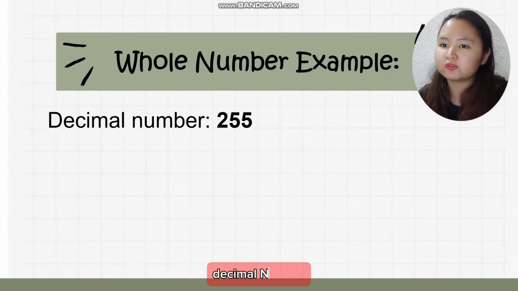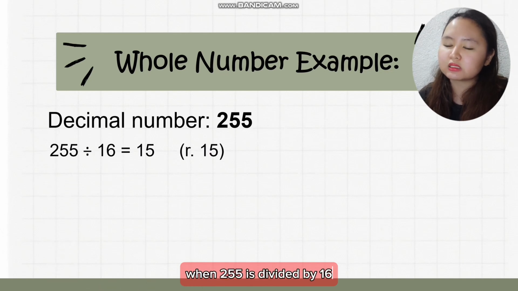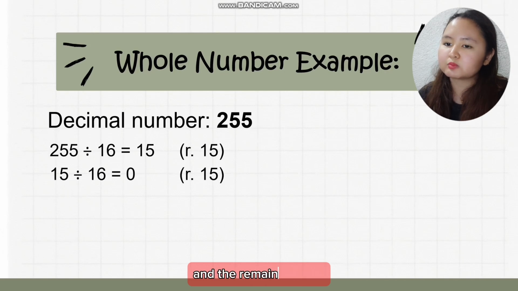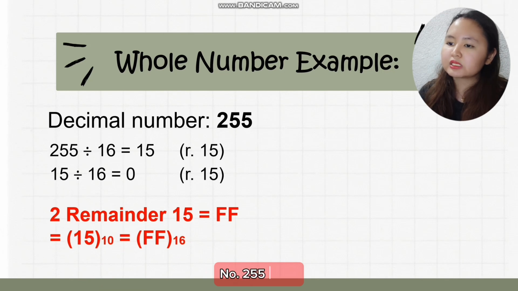Decimal number 255. Divide repeatedly by 16 until it becomes 0. When 255 is divided by 16, the quotient is 15 and the remainder is 15. When 15 is divided by 16, the quotient is 0 and the remainder is 15. The two remainders are 15. Let's convert the remainder 15 to hexadecimal, which is equivalent to F. So FF. Therefore, the hexadecimal equivalent of the decimal number 255 is FF, or 255 in base 10 equals FF in base 16.